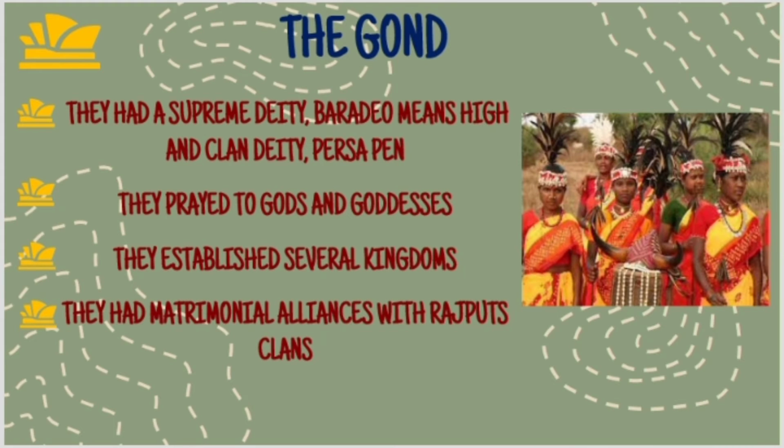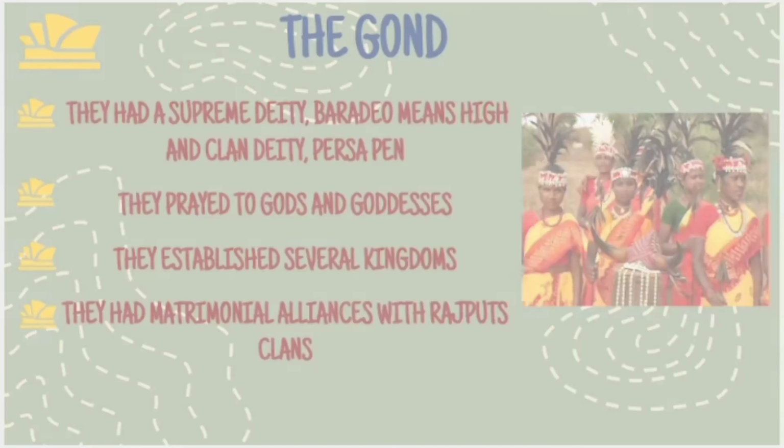also made maternal alliances with the Rajputs. They married the queens of the Rajputs and they married the kings of the Rajputs, so that they created a relationship between them. They prayed to the god and they considered the god as the supreme power.